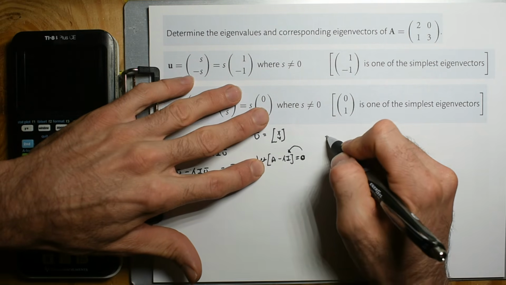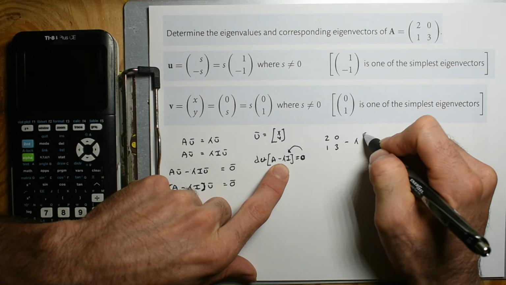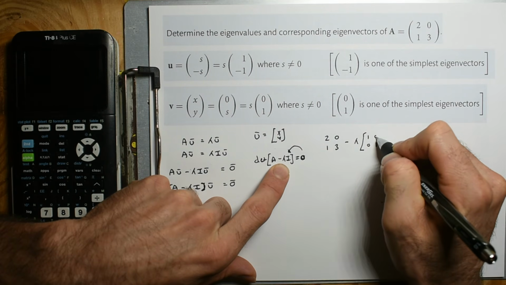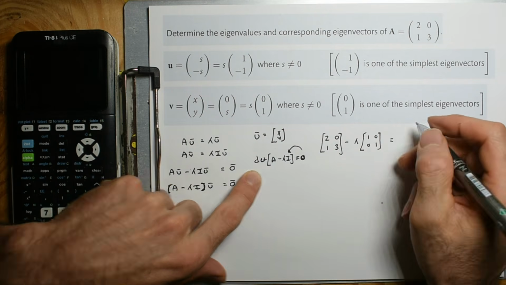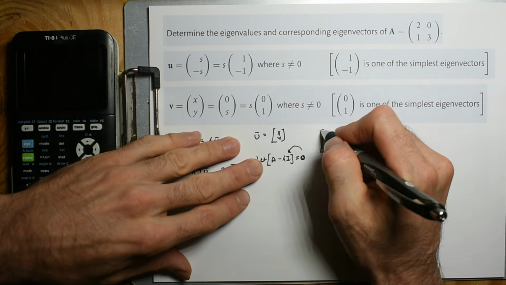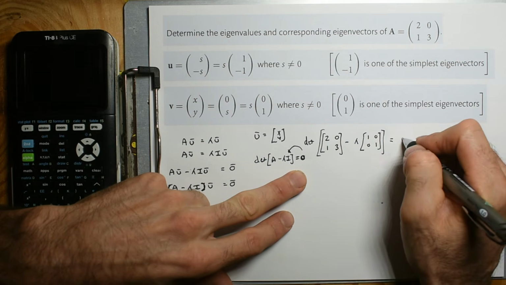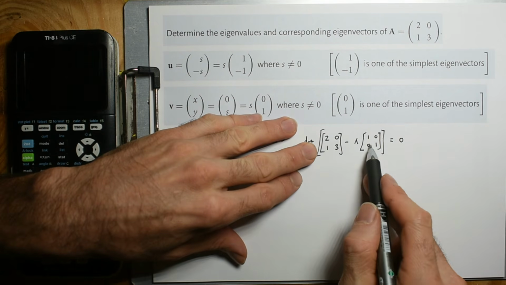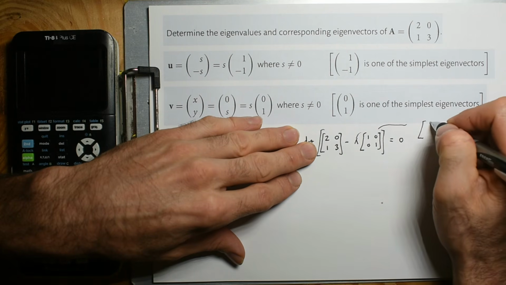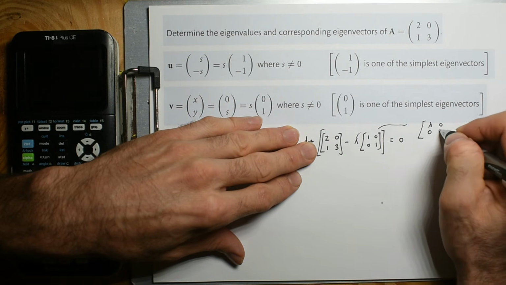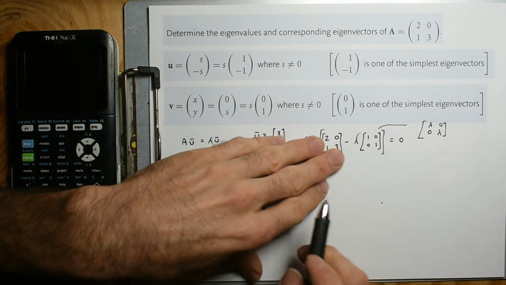Alright, so let's do that. Matrix A is 2, 0, 1, 3 minus the scalar times the identity matrix. That's what we have so far. We have the determinant of this, and we're kind of doing two steps at once, but this is equal to 0. This can just get foiled in, I'll do it aside. This is just the scalar. So that's a very simple matrix operation, just taking the scalar and multiplying it through the matrix.